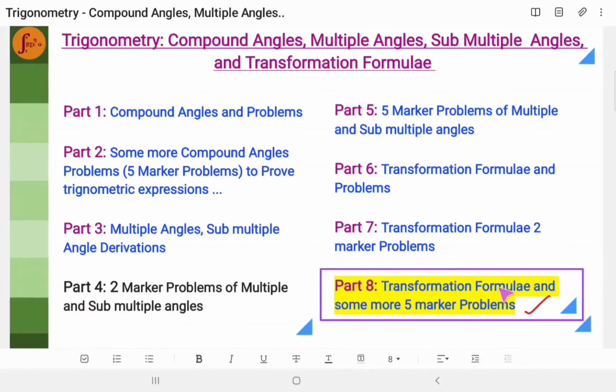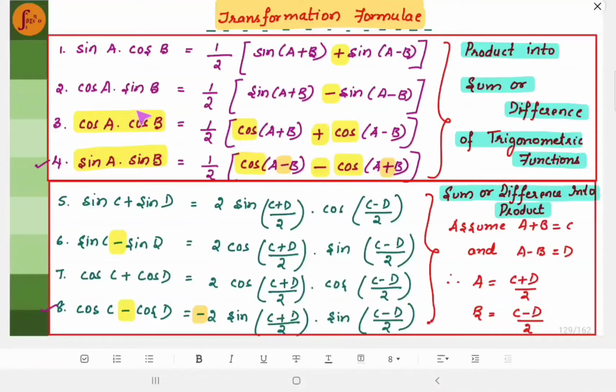Hi everyone, in this video we'll go through a few problems related to transformation formulae. Before we get into the problems, let's look at these two sets of formulae, which are very important. The first set is formulas related to product or multiplication of trigonometric angles, and we can express the product of trigonometric functions as sum or difference of trigonometric functions.